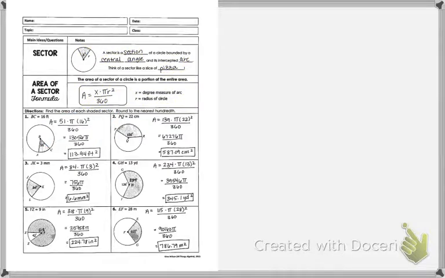Alright, so here's number 2. We're using this formula, x times pi r squared over 360. That's your x. That's your r. Substitute and solve.